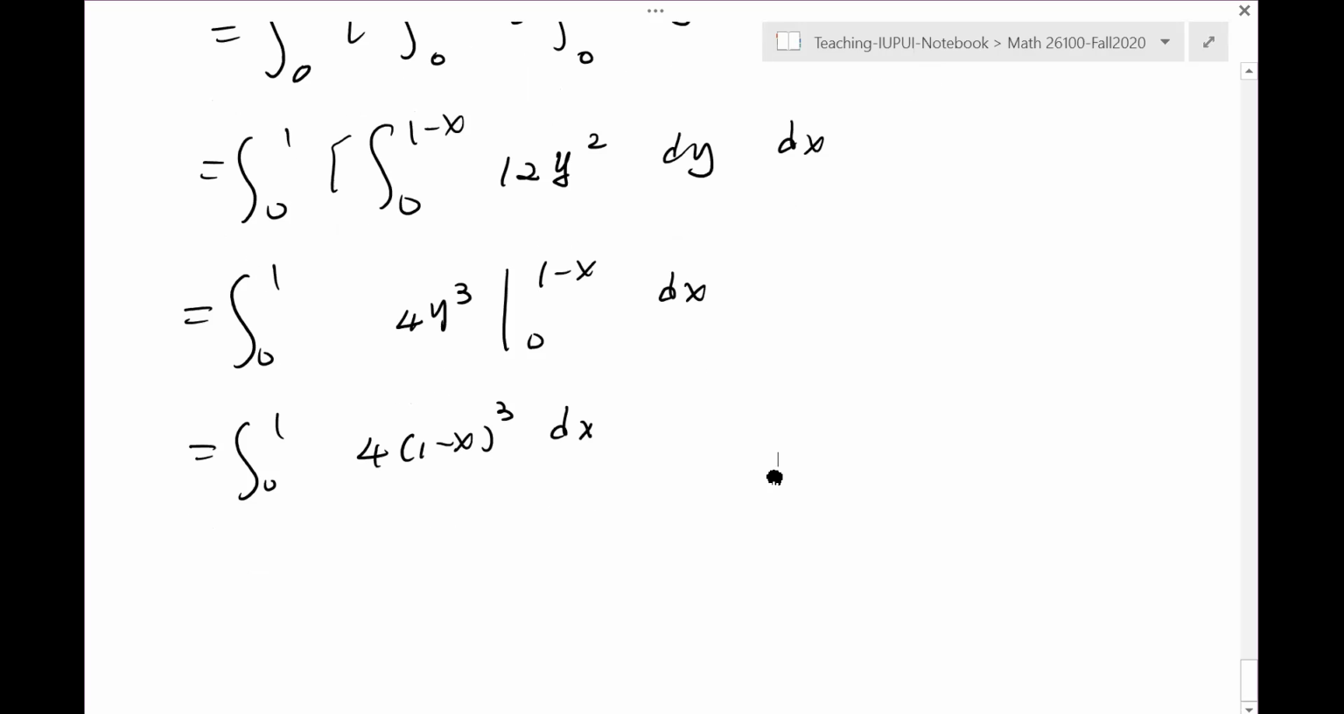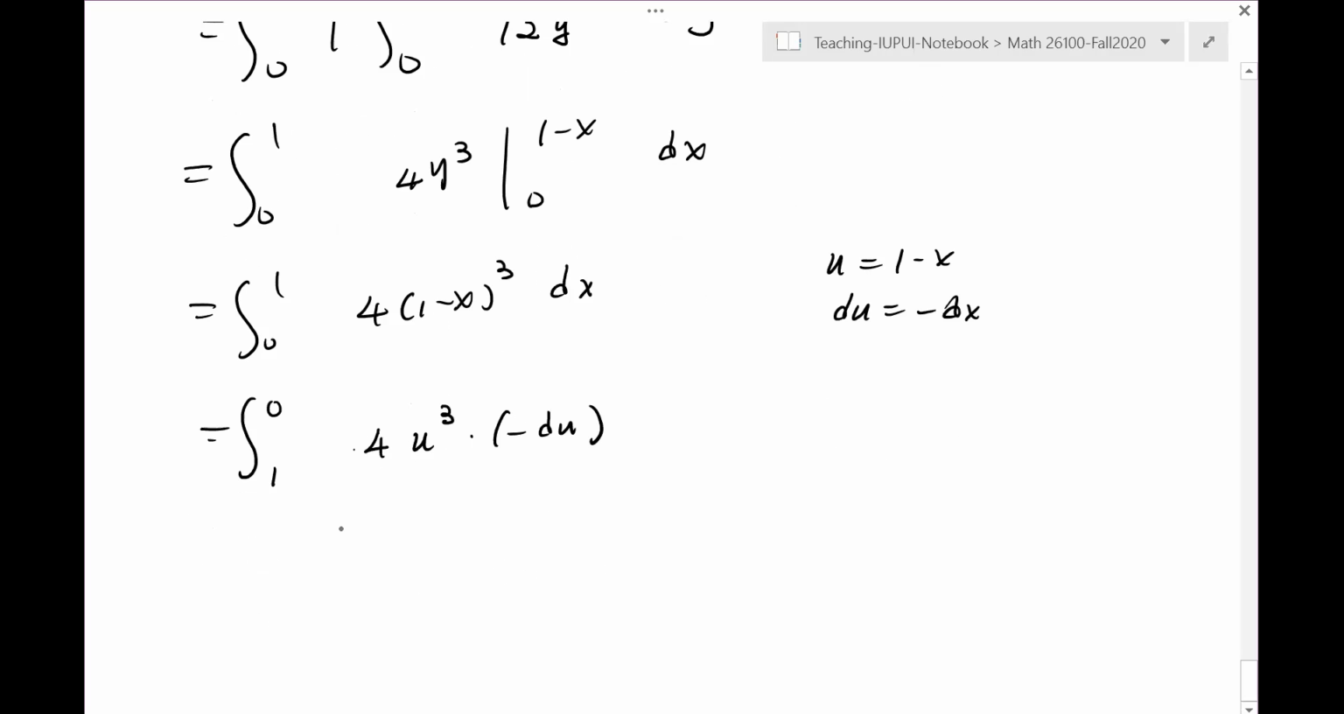Now, I suggest you use substitution for this problem, because otherwise, when you expand it, there are many terms. Let u be 1 minus x, so du equals negative dx. When x equals 0, u is 1. When x equals 1, u is 0. So we have 4u cubed times negative du. If we change the order of the limits, you get 4u cubed du. The antiderivative of this function is just u to the 4th power. So the answer is 1.